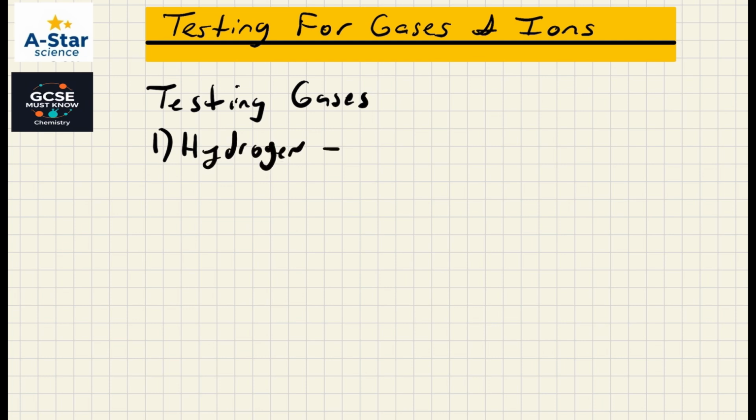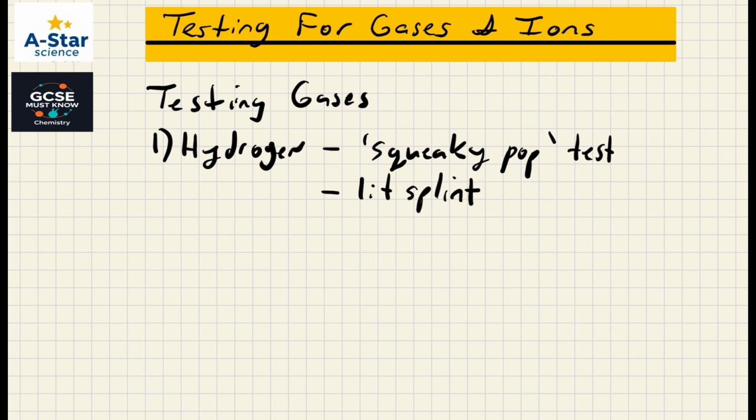The test is commonly called the squeaky pop test. Many people will know this test. What this involves is that hydrogen will cause a lit splint, a splint is just a thin piece of wood, to ignite with a pop sound. It does that because hydrogen is very flammable. So when you put the lit splint next to it, it forms basically a mini explosion, a really tiny explosion. The gas expands quite quickly, and that gives the pop sound.